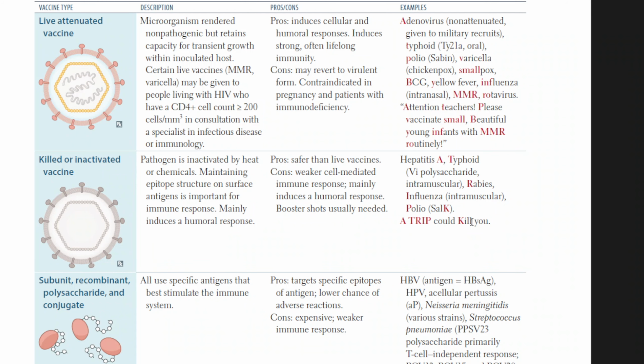Remember, a trip could kill you. Hepatitis A, typhoid, rabies, influenza, and polio. So: hepatitis A, typhoid, rabies, influenza, and polio.